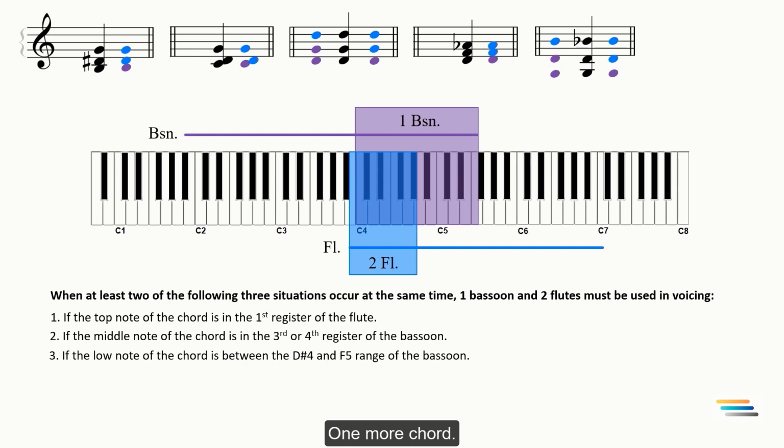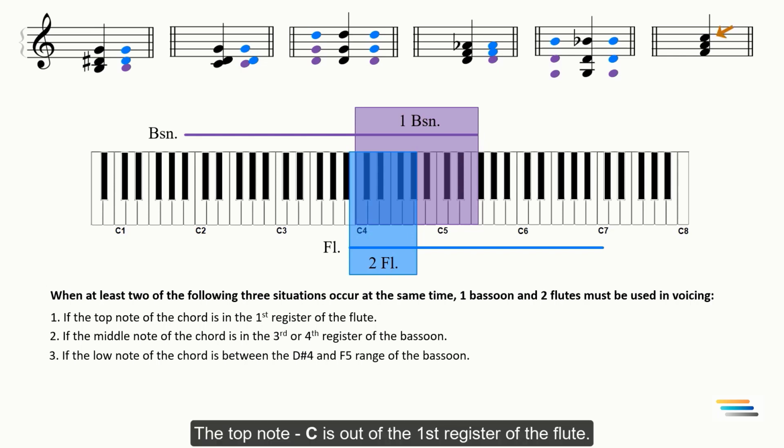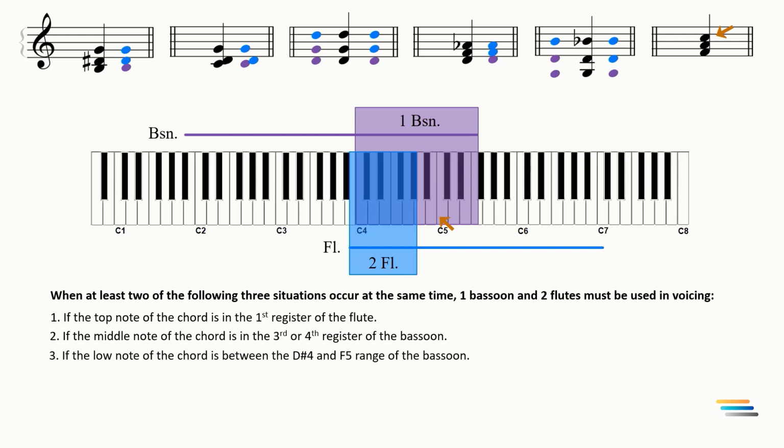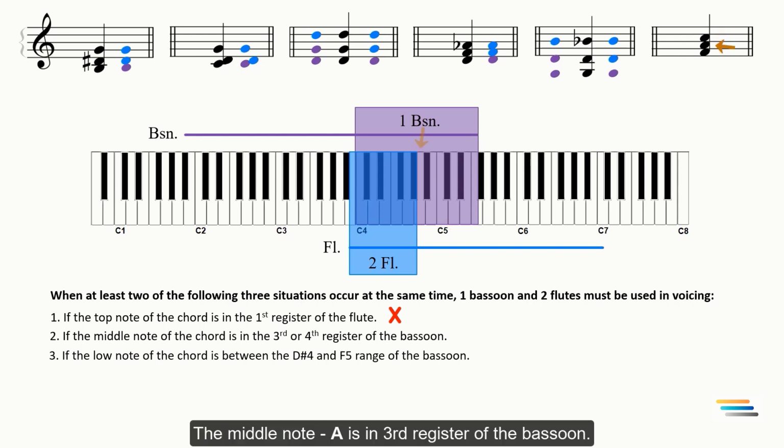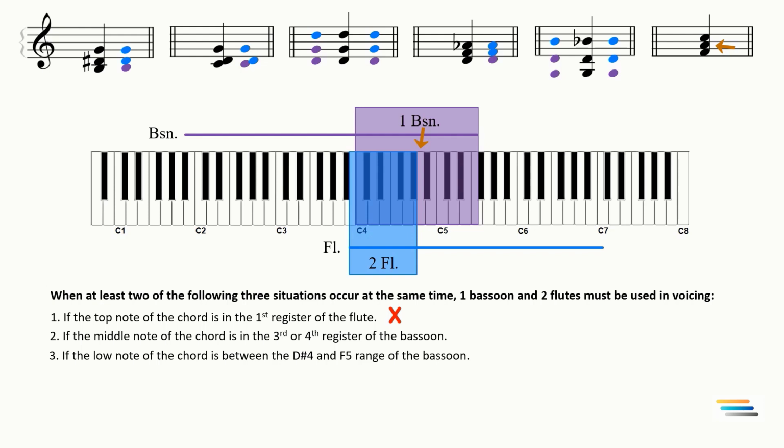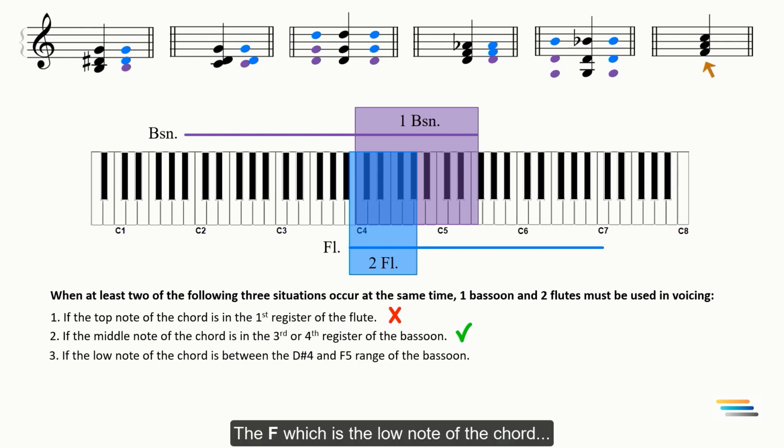One more chord. F major in close position. The top note, C, is out of the first register of the flute. The middle note, A, is in the third register of the bassoon. The F, which is the low note of the chord, is between the D sharp 4 and F5 range of the bassoon.